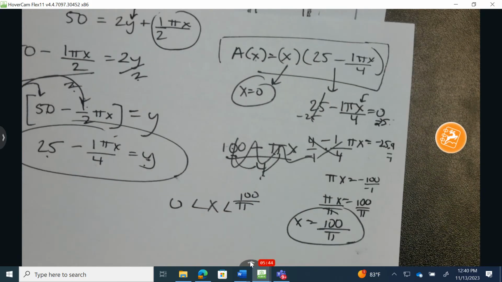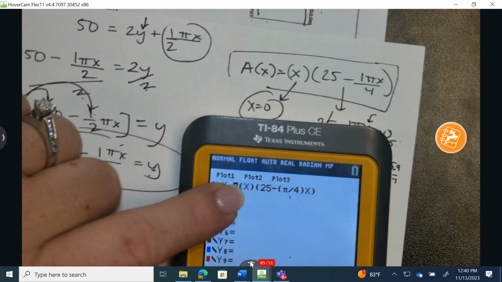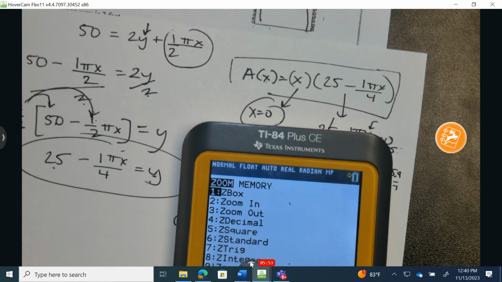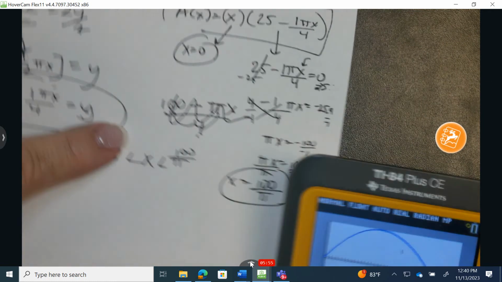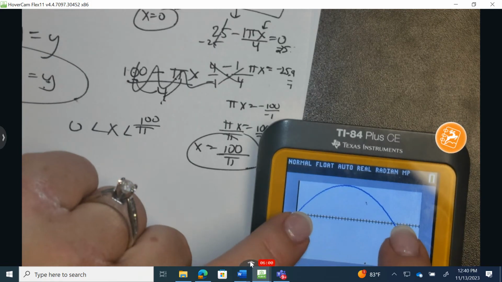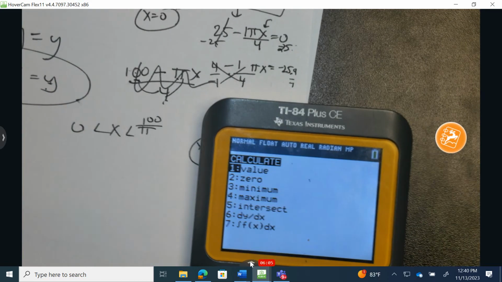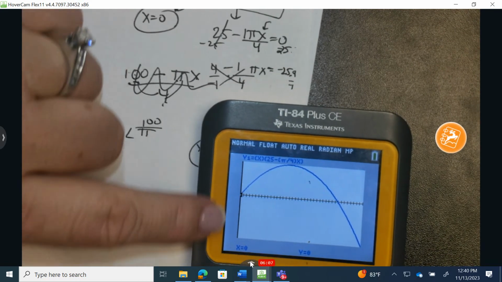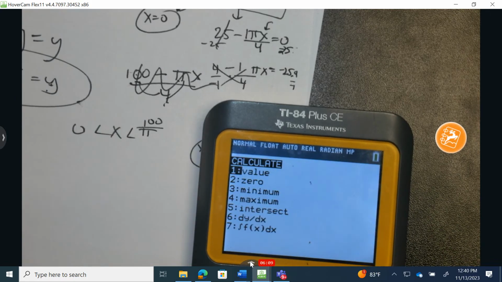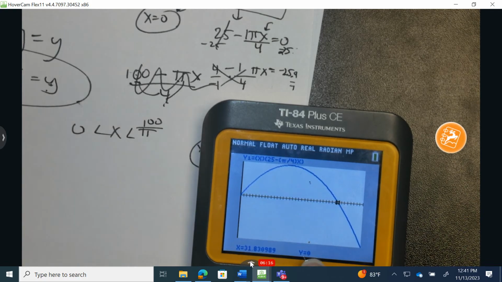Now I'm going to grab the calculator, and I've already taken time to plug in the function for area in terms of x. I'm going to graph it, and I'm going to demonstrate how we can see that the solutions here on this problem, or the x-intercepts, will help us in determining the domain. So if I do second trace value, we can see that yes, one of them is at 0, and second trace value, 100 divided by pi. Let me find the pi symbol here. Here it is. So 100 divided by pi is also 0.